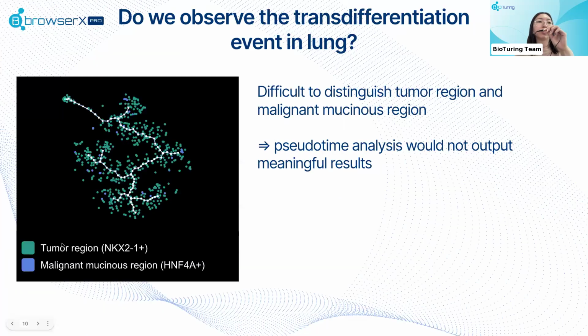Here you can see how the tumor region and the malignant mucinous region are not really well defined. They're kind of dispersed within each other like this. Even if I were to choose a root point anywhere within this trajectory analysis, I don't think the results would have told me anything biologically meaningful. And that's okay. Sometimes tools are not always going to be relevant to your analysis, because the pseudotime or trajectory analysis is very heavily dependent on what the UMAP or the tSNE will look like.